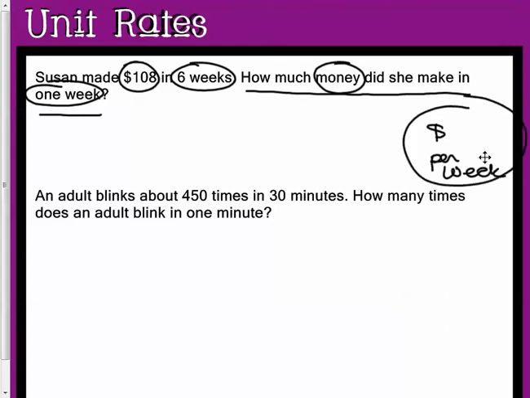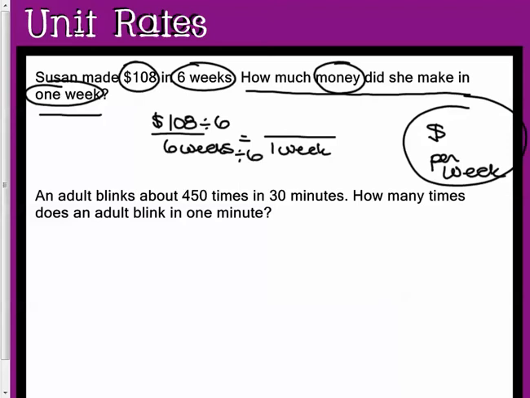I'm going to circle that and place it over to the side so that way I can just put my answer right here when I'm done. So it's always money over the items or over the information, right? So if she's making $108 in 6 weeks, how much does she make in 1 week? Well, we divide both by 6, and when we take 108 and divide it by 6, we get $18. So Susan makes $18 per week. Go ahead and try the bottom one for me in just a second, and I'll show you what I did.